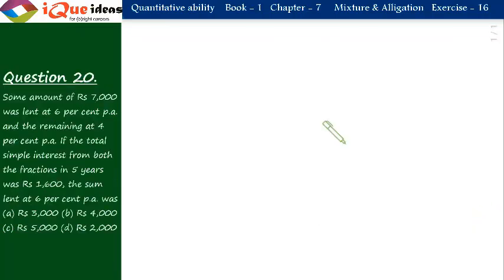Okay. Now question number 20. It is pretty much similar to question number 19. First you calculate the net interest rate, and for that you have to do PRT upon 100. The question says some amount of rupees 7,000 was lent at 6% per annum and the remaining at 4% per annum. The total simple interest from both the fractions in 5 years was 1,600. So this PRT by 100 is equal to 1,600, right?